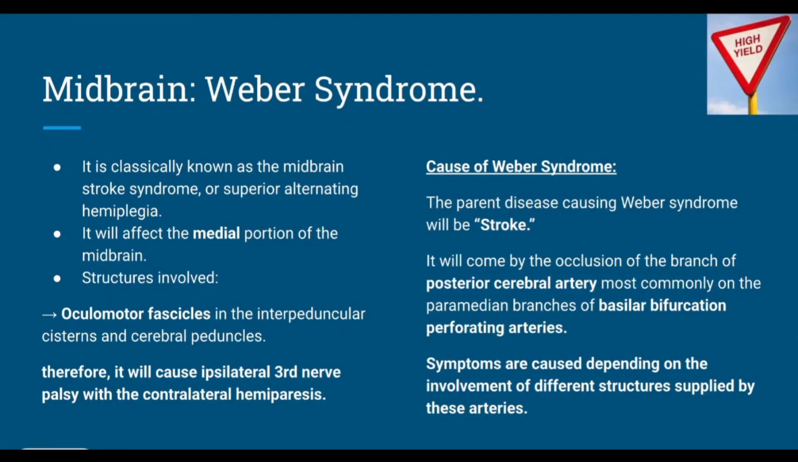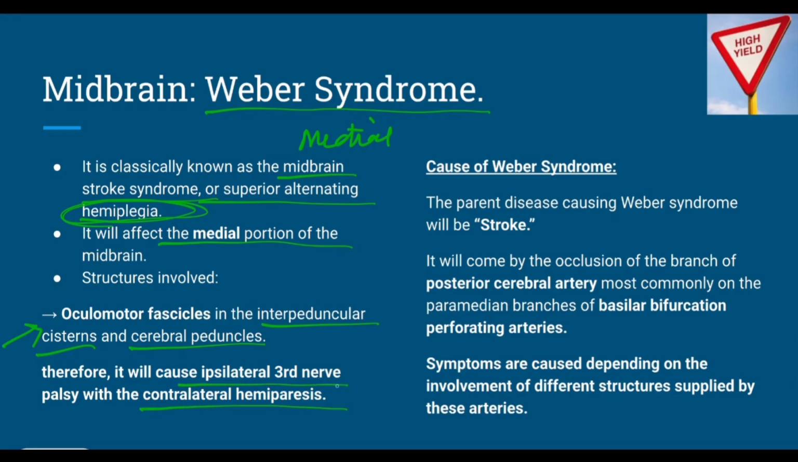Weber syndrome overview. Let's dive into Weber syndrome, a classic midbrain stroke syndrome, also known as superior alternating hemiplegia. This condition hits the medial midbrain, involving key structures like oculomotor fascicles in the interpeduncular cistern and cerebral peduncles. What's the result? An ipsilateral third nerve palsy. Think droopy eyelid and pupil issues, paired with contralateral hemiparesis, or weakness on the opposite side.